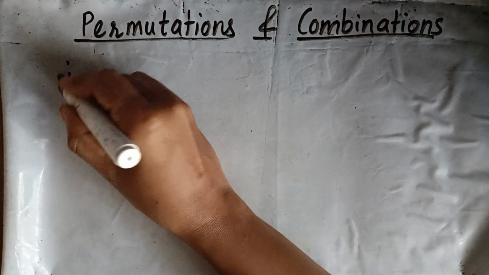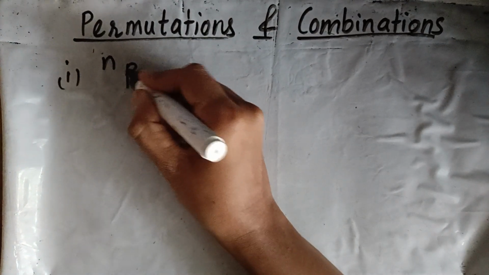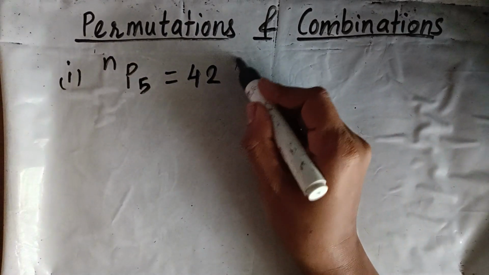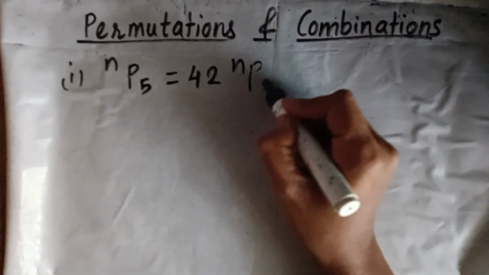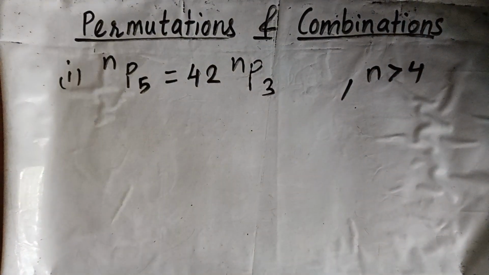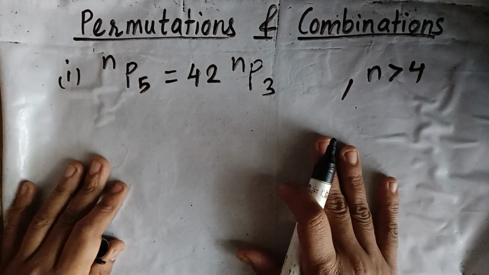Find a value of n such that it is given that nP5 equal to 42 nP3, and here n is greater than 4. Okay, so we have to solve this.